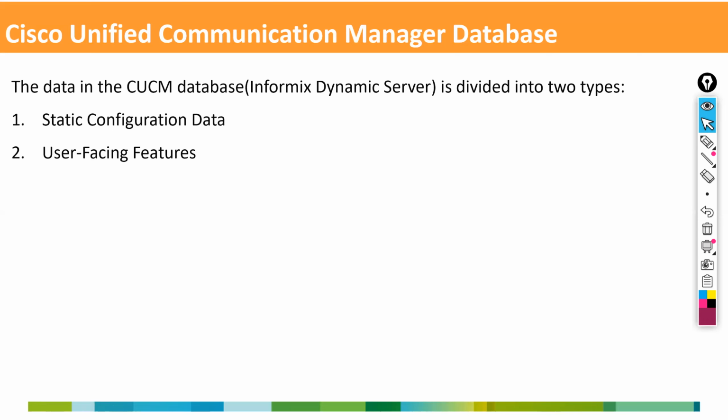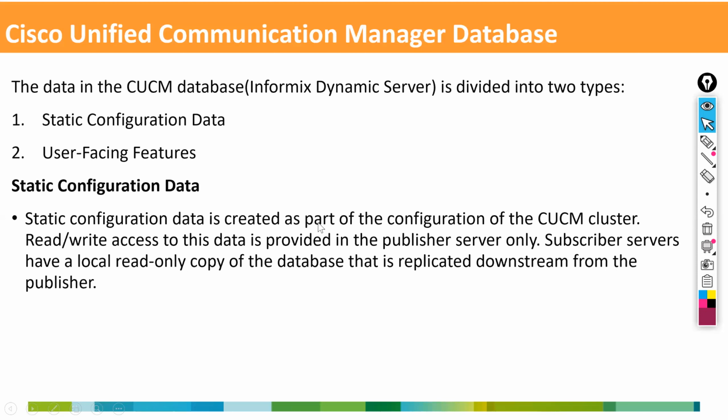Now there are two types of configuration: static configuration and user-facing feature. It's very simple. Static configuration exists on the publisher, and user-facing exists on the subscriber. The static configuration has read and write access. The user-facing feature has only read access. Static configured data is created as part of the configuration in the CUCM cluster. Read-write access to this data is provided on the publisher server only. The subscriber server has a local read-only copy of the database that is replicated downstream from the publisher. It means all the configuration we do on the publisher will automatically be replicated to the subscriber.